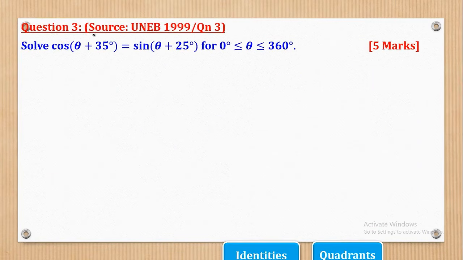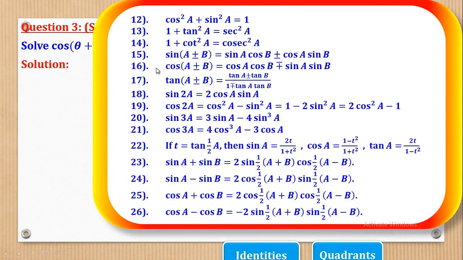Now we shall go to question 3, which came from UNEB 1999, paper 1, question 3, and says, solve this equation for values of theta ranging from 0 to 360 degrees. So the first thing to do is to write down the equation. Then we remember that from the identity, cos A plus B is equal to cos A cos B minus sin A sin B.